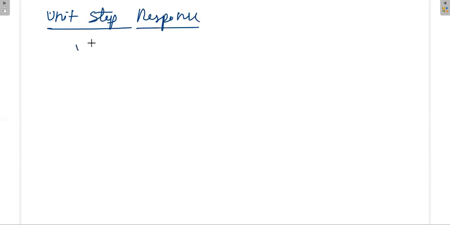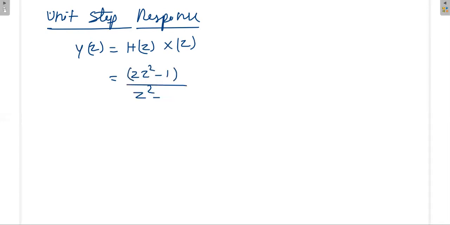So again, finally, unit step response. We know that the response Y(z) is equal to H(z) multiplied with X(z). Just now we have identified what H(z) is. We can directly take the result. H(z) is equal to (2z² − 1) divided by (z² − 7z + 12). Okay, this is H(z).